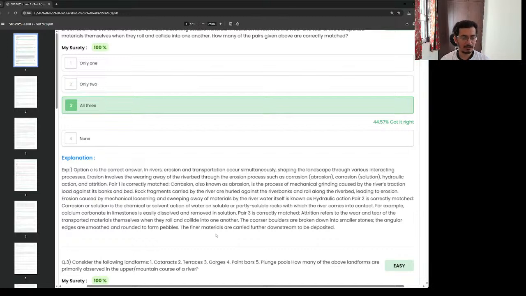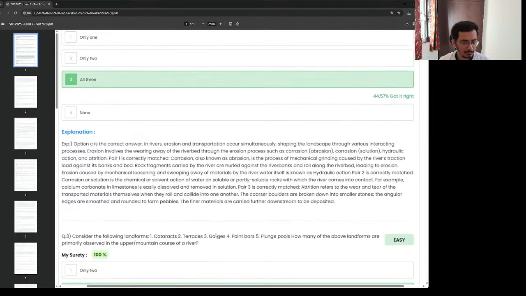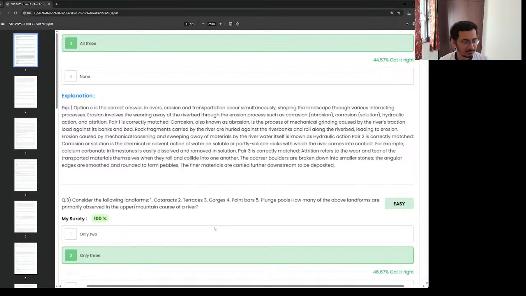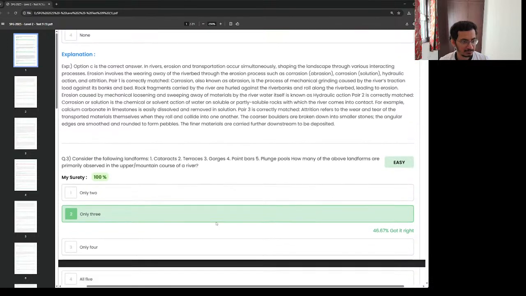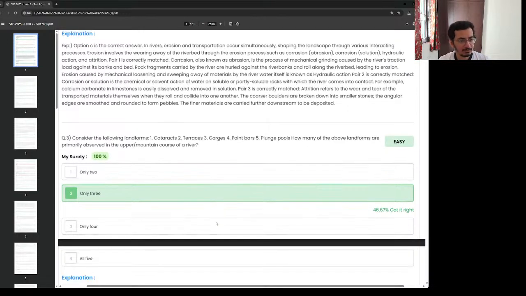Abrasion, I think the second one was corrosion, and the third one is attrition. Then let's consider the following: cataracts, terraces, gorges, point bars, and plunge pools. How many of them are correct? These are primarily observed in the upper or mountain course of a river. Cataract is a large waterfall.